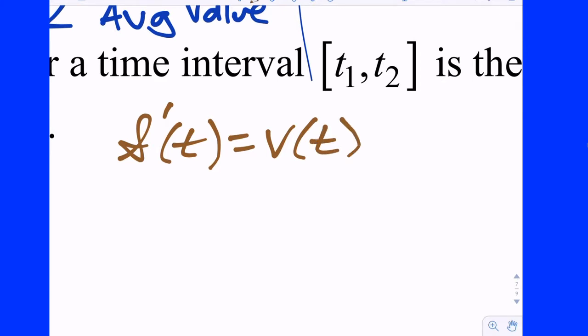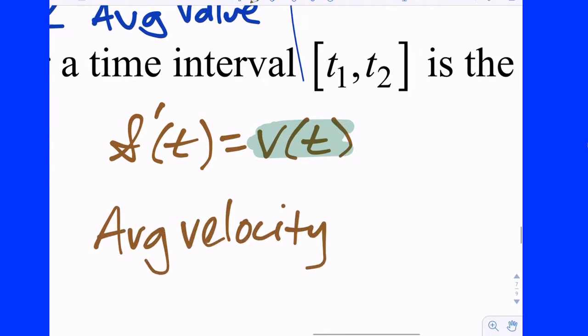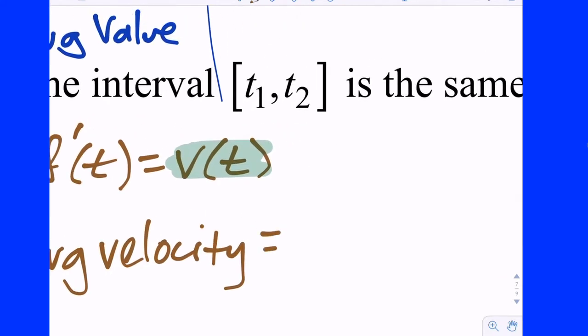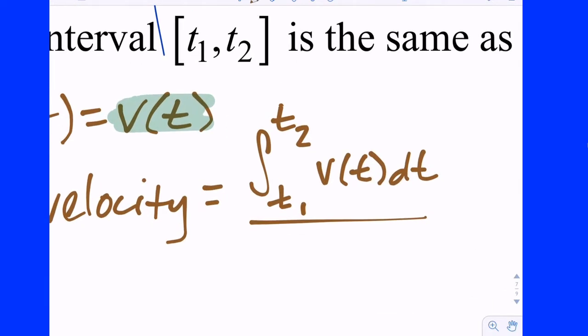Okay, so now that I have the velocity function, like if I had the graph, it would be measured on the y-axis. Once I have the velocity function, how do I find its average value? The integral. So the average velocity, since it's the function that I have, is the average value, not the average rate of change, because the average rate of change of velocity would be the average acceleration. So here we go. It's the integral from t sub 1 to t sub 2 of v(t) dt, all over t sub 2 minus t sub 1.